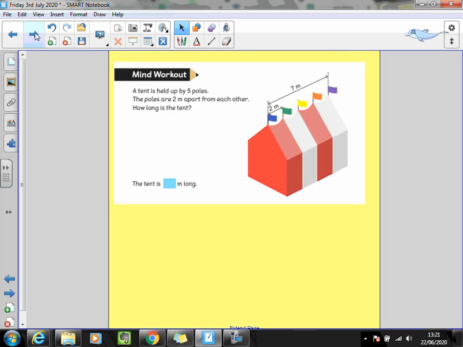Another mind workout for you. This time we've got a fairground tent, and it says the tent is held up by 5 poles. The poles are 2 metres apart from each other. Can you use that information to help us work out how long the tent is?